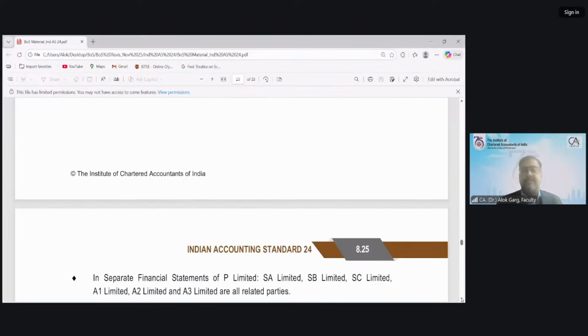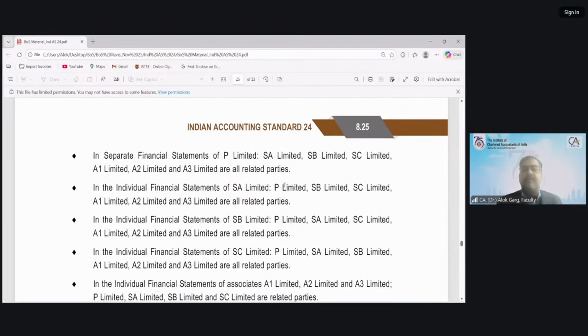In the separate financial statements of P Limited, the parent, for the parent, all are related parties, yes or no? All entities are related parties. All subsidiaries, all associates, and the associates and joint ventures of the subsidiaries also. They are related parties. For the parent, everything is a related party, yes or no?